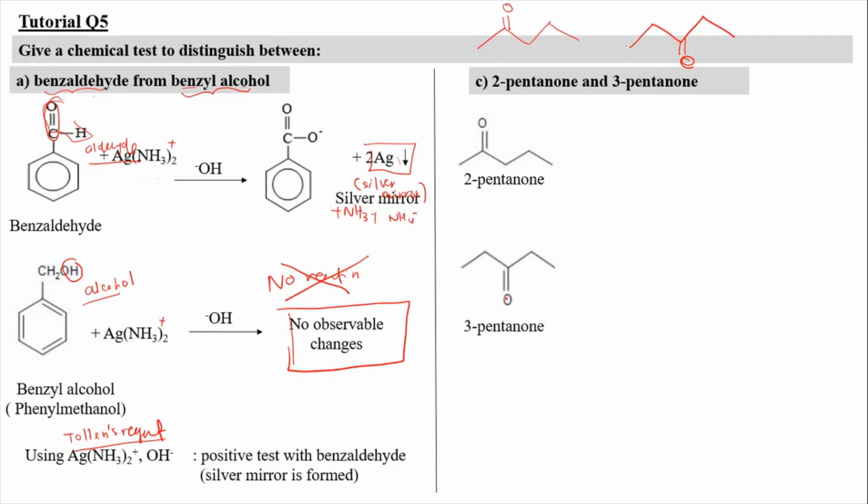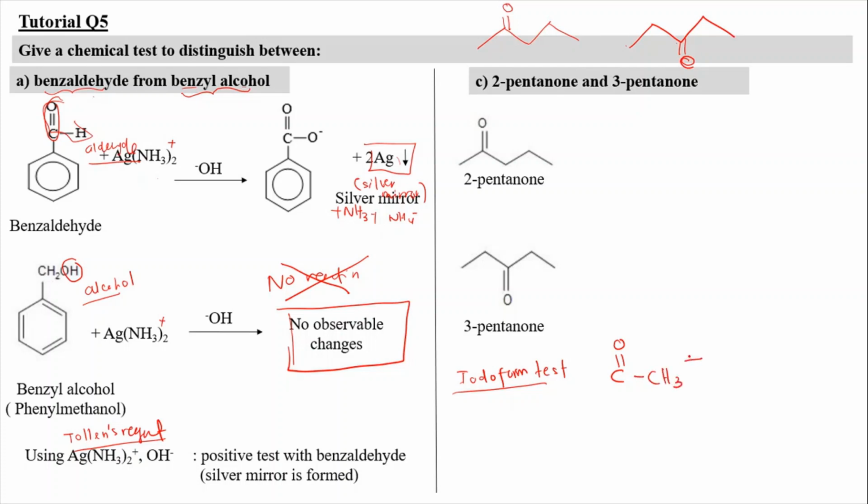So how can we differentiate between 2-pentanone and 3-pentanone? Both are ketones. So what we can do is, well, we cannot use Tollens reagent, because Tollens reagent gives a positive result on aldehyde only. But in this case, both are ketones. So what we can do is the iodoform test, where the iodoform test is going to detect the methyl carbonyl group.